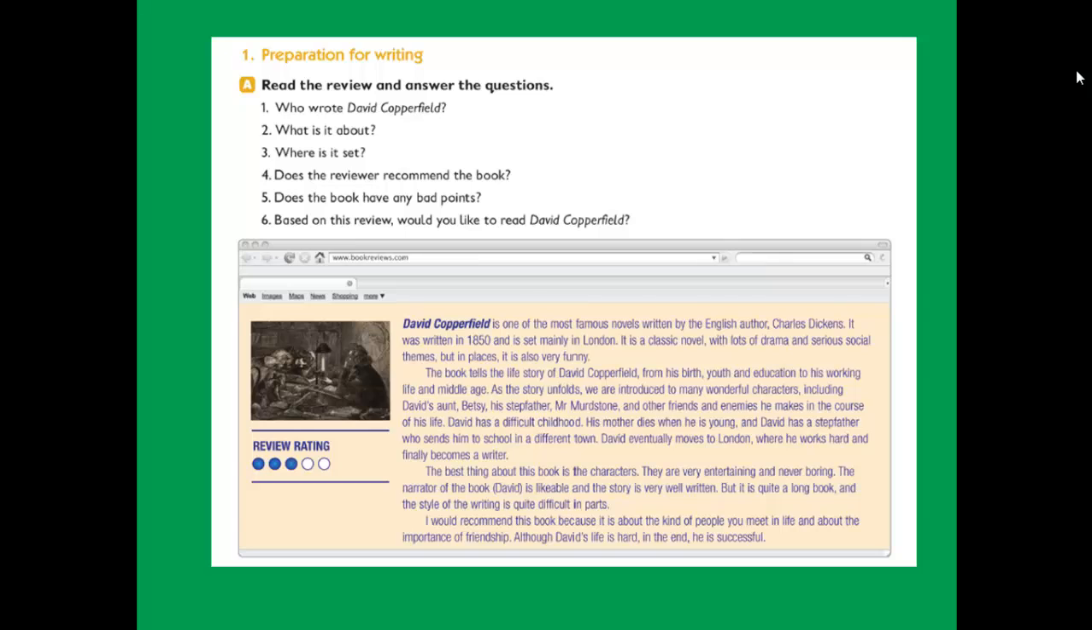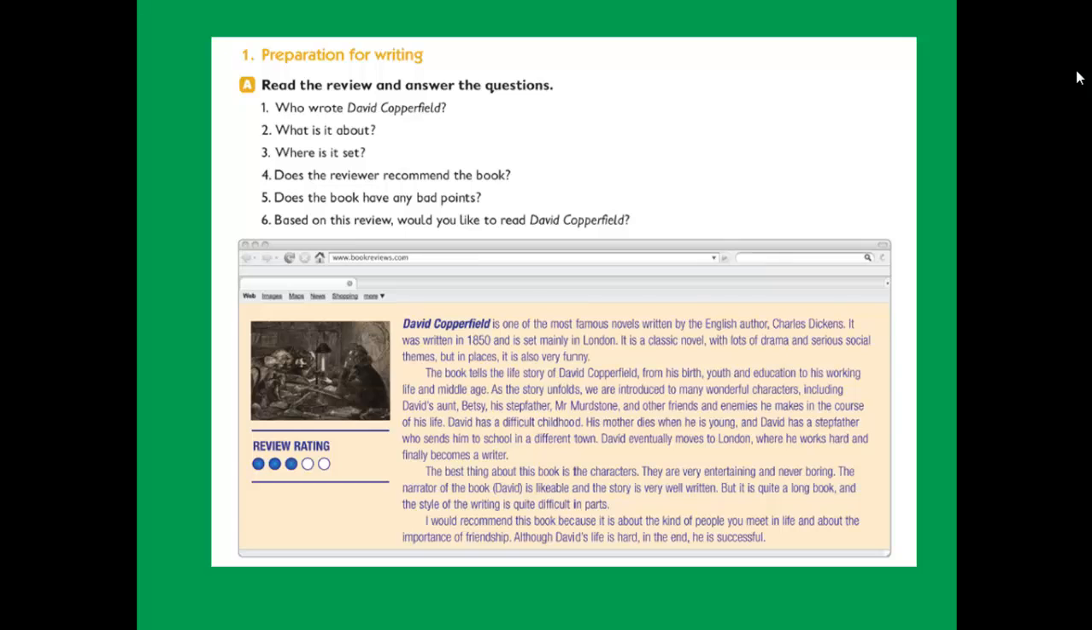David Copperfield is one of the most famous novels written by the English author Charles Dickens. It was written in 1850 and is set mainly in London. It's a classic novel with lots of drama and serious social themes. But in places it's also very funny.